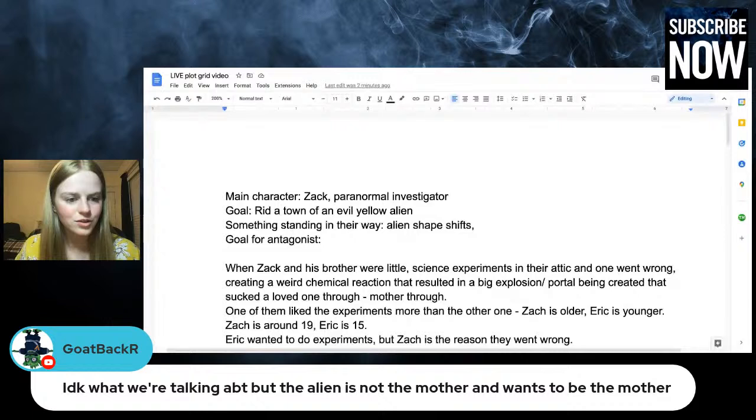Goat Back R said, "I don't know what we're talking about, but the alien is not the mother and wants to be the mother." Oh, I don't really understand.